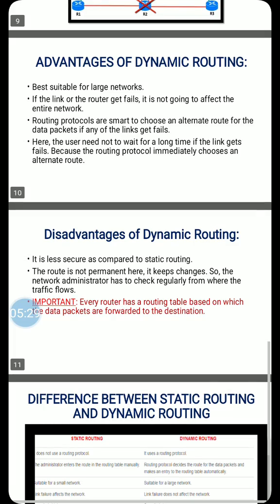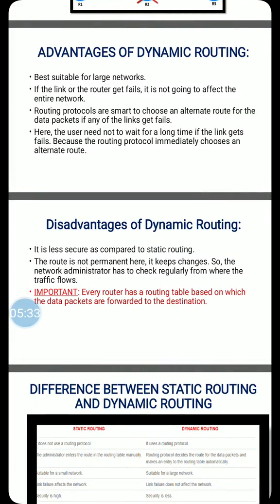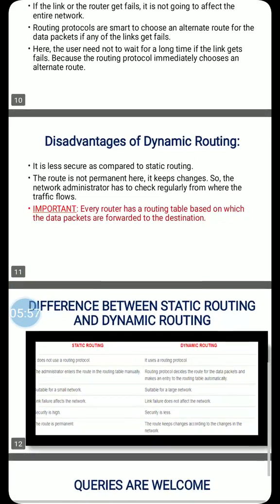Disadvantages of dynamic routing: it is less secure as compared to static routing. The route is not permanent here. It keeps changing, so the network administrator has to check regularly where the traffic flows. The important point to note here is that every router has a routing table based on which the data packets are forwarded to the destination.